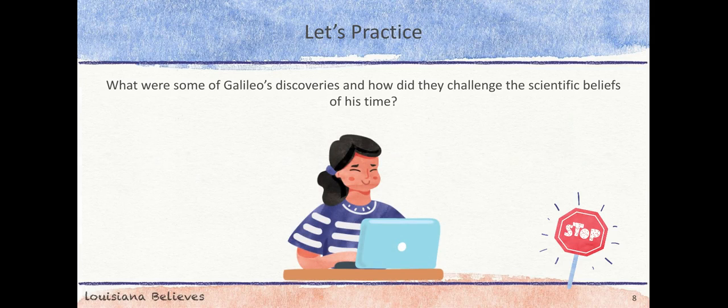Now you are ready to think about how Galileo changed what we know about science. Think about some things you have learned that support his ideas and record them on your handout. Pause this video to record your answers and ideas on your handout at the first stop sign. Then hit play when you are ready to continue.